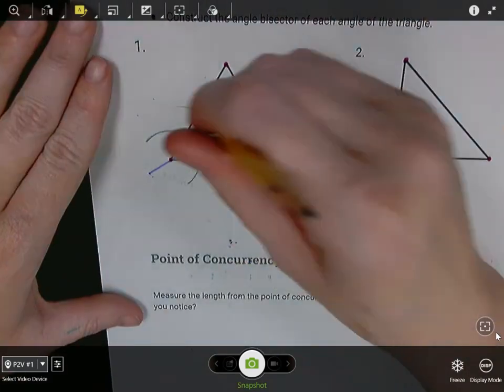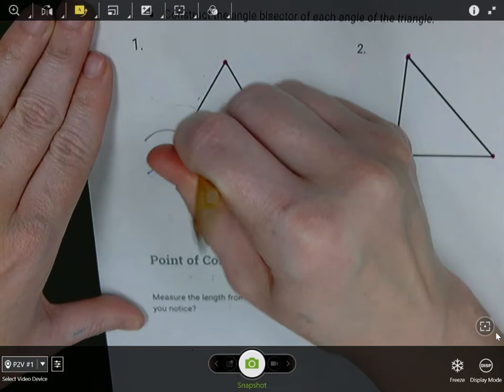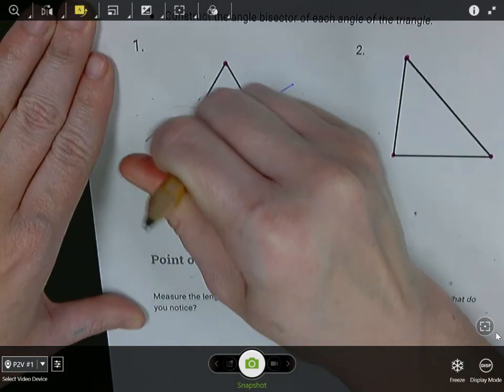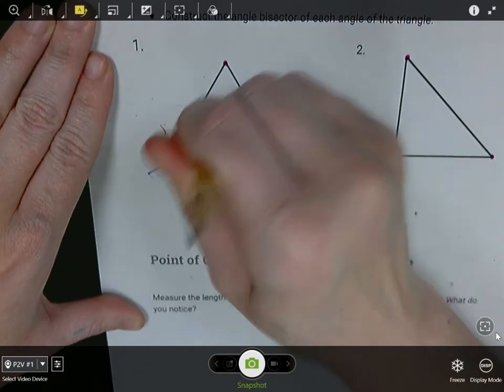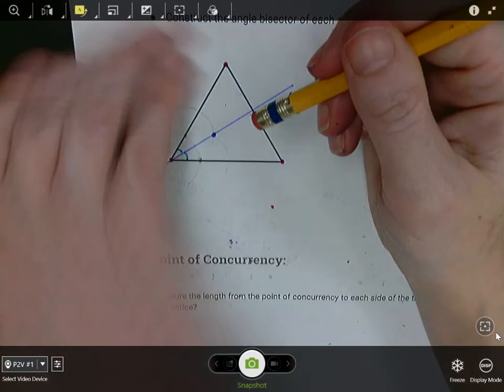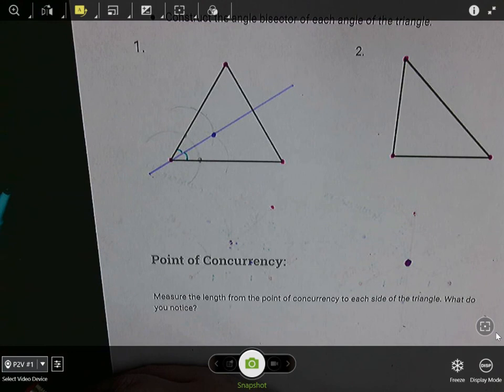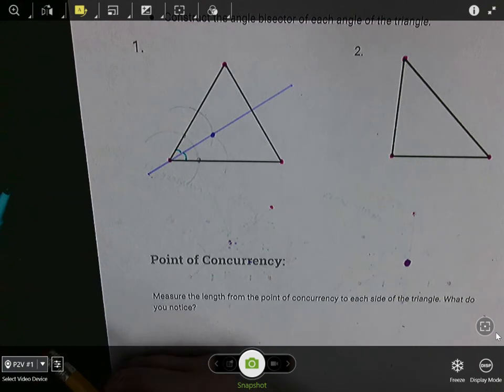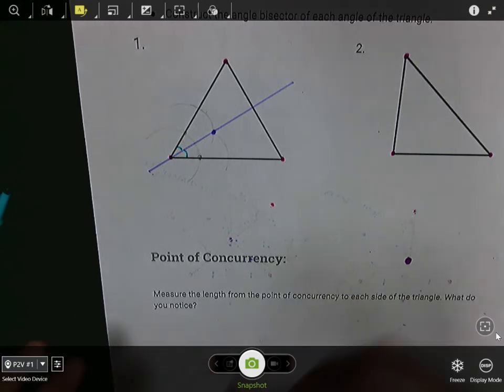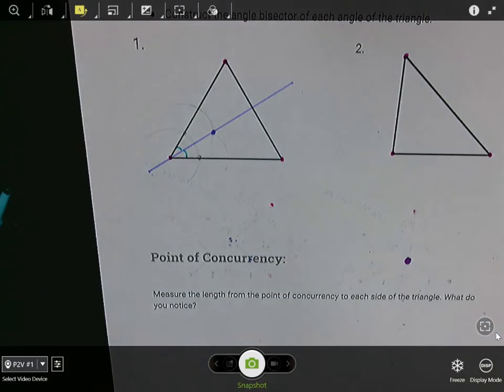And then once you're done, erase your arcs because we're going to have to do it at all 3 angles. All right, so there's your first angle bisector. This class goes by so fast. All right, are y'all okay if I go ahead and do the second angle?